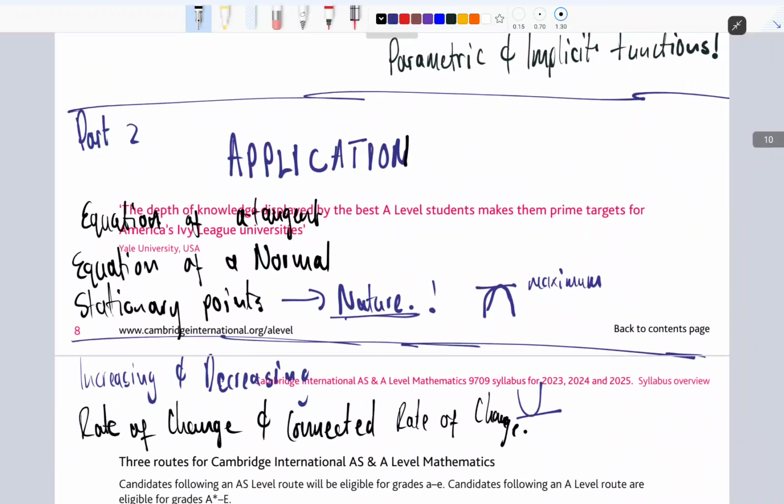Then you go to application, which is now using that knowledge to find different things. You must know how to use the derivative to find the equation of a normal, how to use the derivative to find the equation of a tangent line, how to use the derivative to find the turning point, the stationary point, and its nature, how to use the derivatives to find which interval a function is increasing or decreasing in, and how to use a derivative to find the rate of change. So this is now just application, and you will be done.